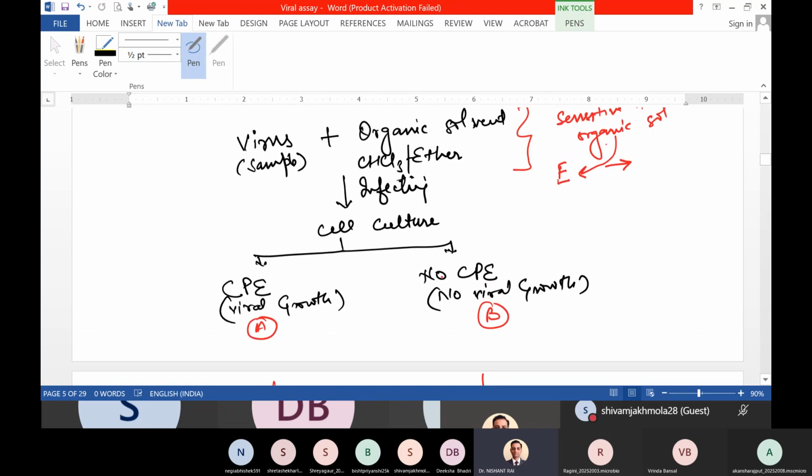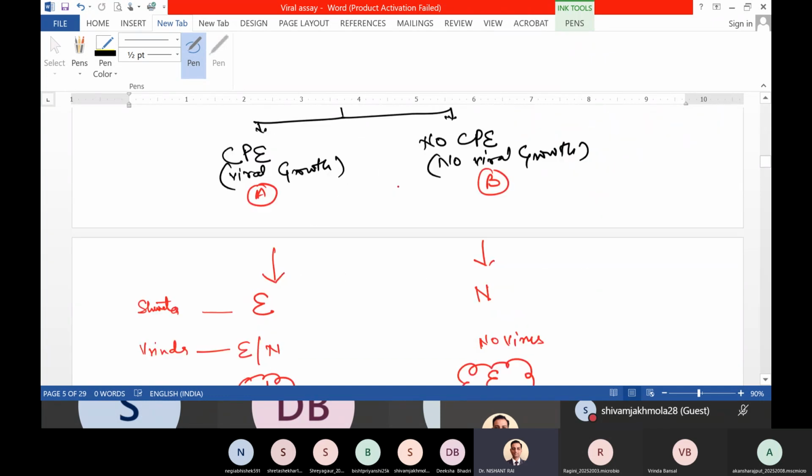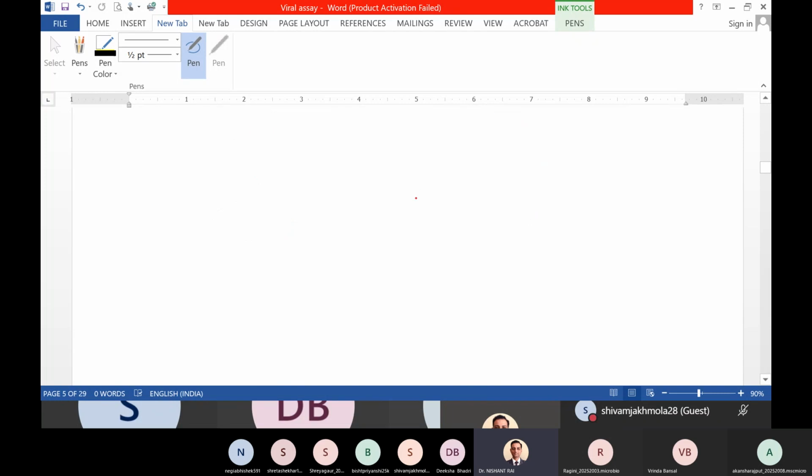There are two statements. It was not said that the virus is infected into the cell lines directly. If it were so, it would have been difficult to confirm. So the virus is not infected into the cell lines directly. It is first mixed with organic solvent. So hoping that you have got this point.